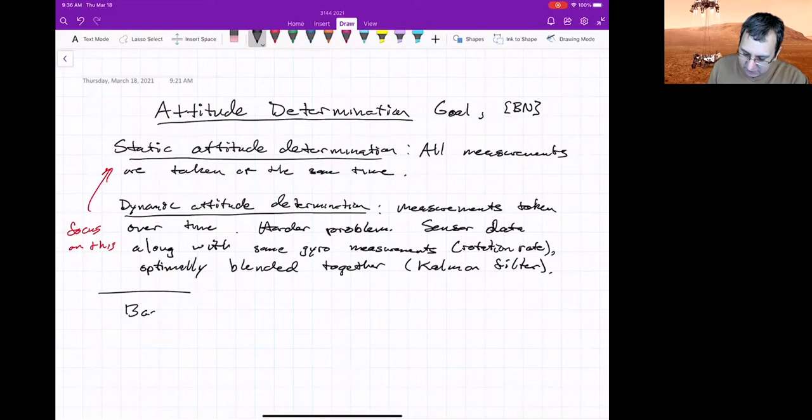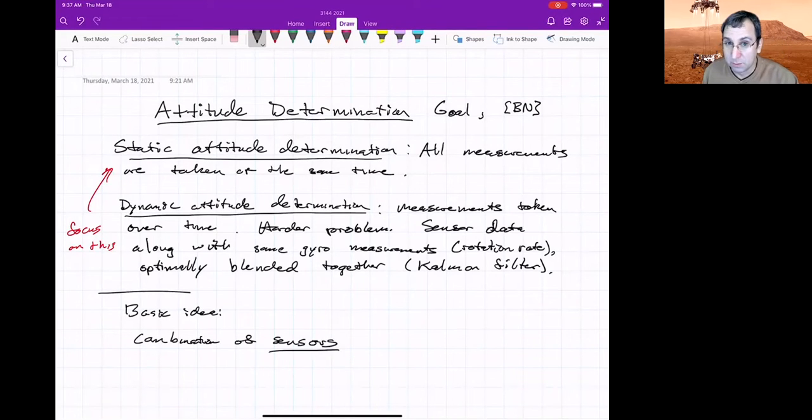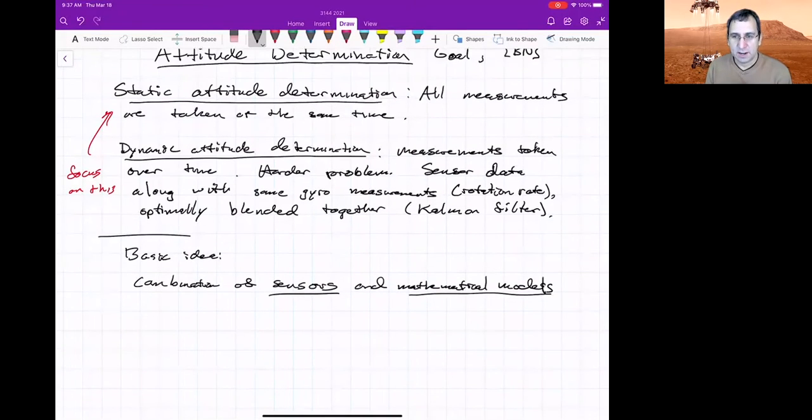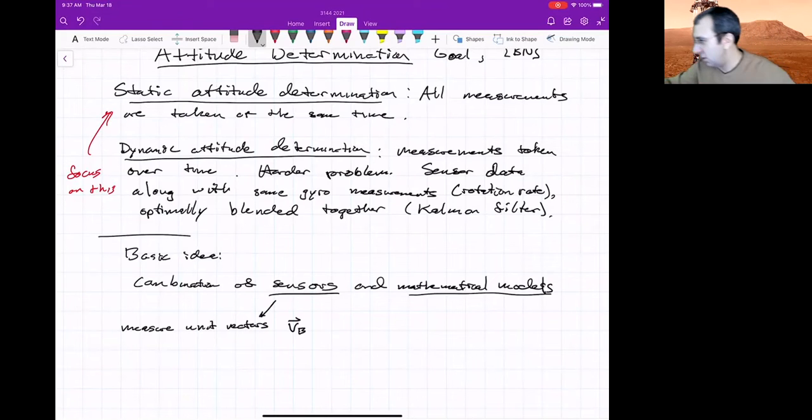So the basic idea: we have a combination of sensors and also mathematical models. This generates data, and then an algorithm estimates the attitude by combining these. The sensors measure unit vectors. I'll call those V, and there may be multiple ones, but we'll measure unit vectors that are in a body fixed frame. So we're taking a measurement with respect to a body fixed frame.